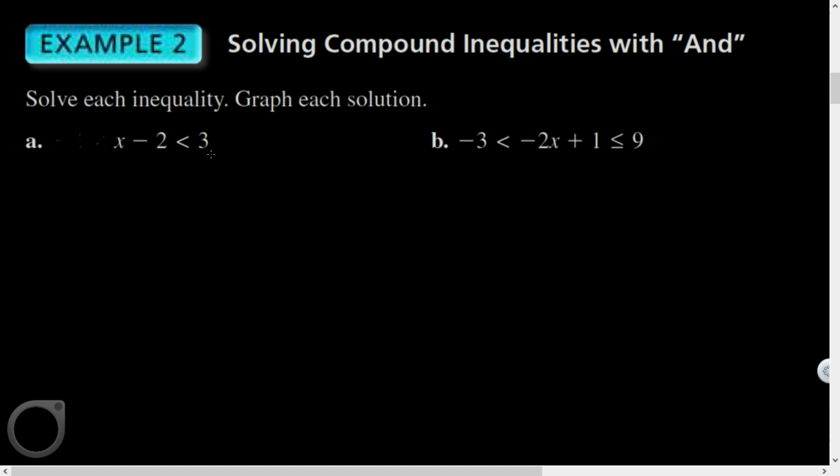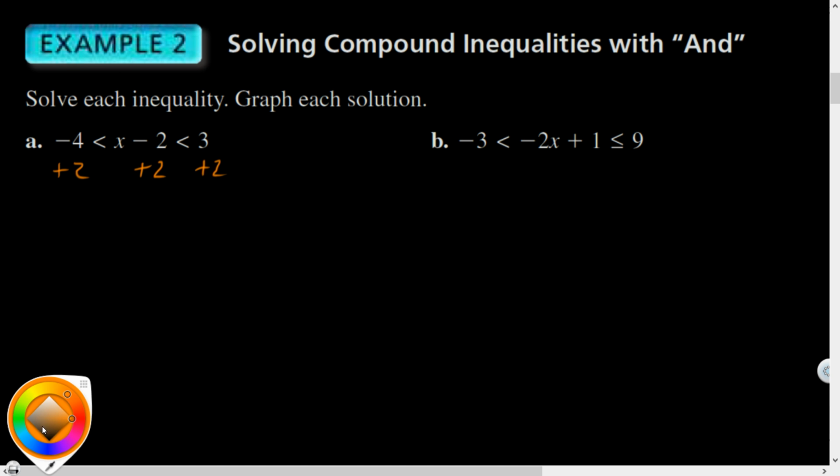Add 2 to both sides. But wait a minute. There's 3 sides now. What do you guys think I might do? Like just a complete shot in the dark. I normally would have added 2 to both sides. Add 2 to all 3 sides, right? It's crazy enough. It just might work. I think it will. All right, so -4 plus 2 is -2, less than x. X is now by itself, which is less than 5. Solved.